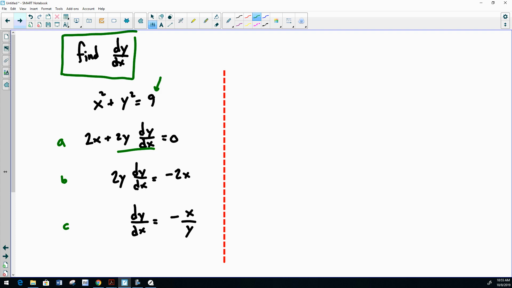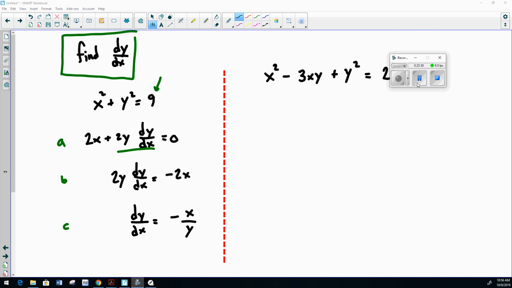Okay, here we go. 2x minus 3 bracket. There's a product here. So product rule. First derivative of the second plus the second derivative of the first plus 2y dy dx equals 0.